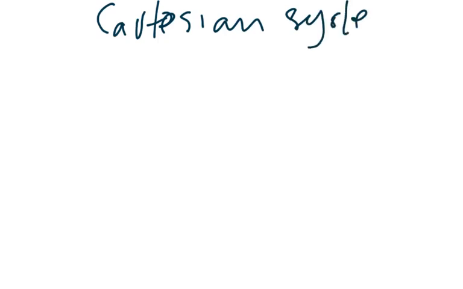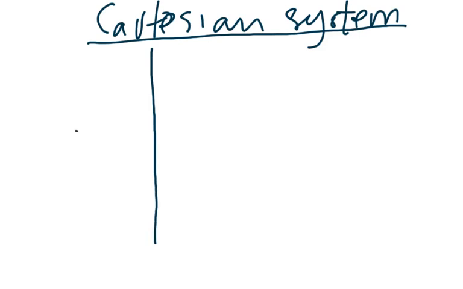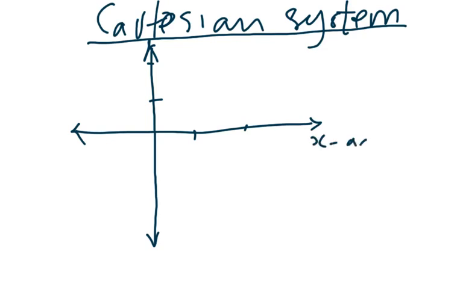In a Cartesian system then we have the x-axis and the y-axis. So let us have some units there, and we need to label our system. This is the x-axis, and that is the y-axis.